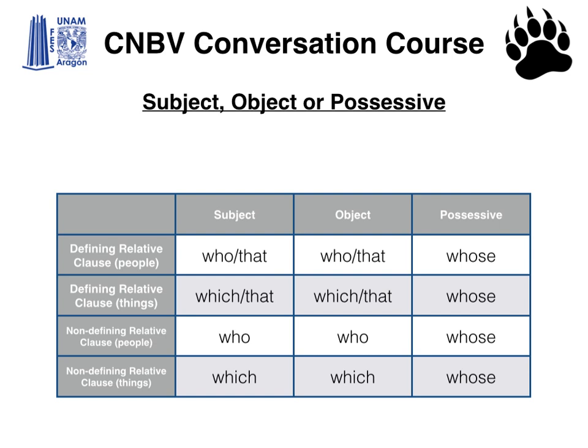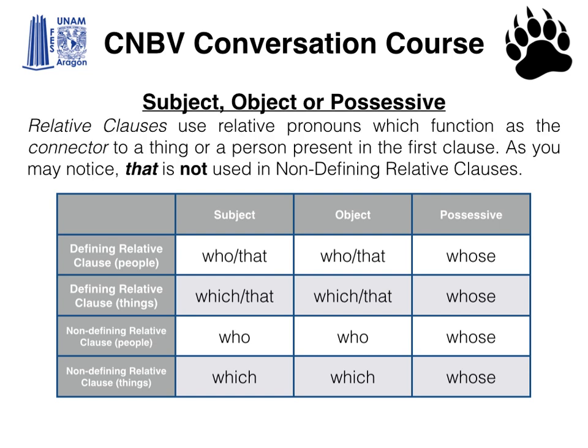Now, in terms of whether the pronoun works as a subject, object, or possessive, relative clauses use relative pronouns which function as the connector to a thing or a person present in the first clause. As you may notice, that is not used in non-defining relative clauses.